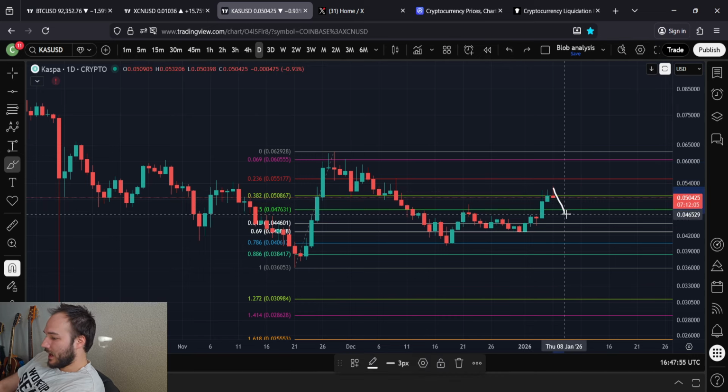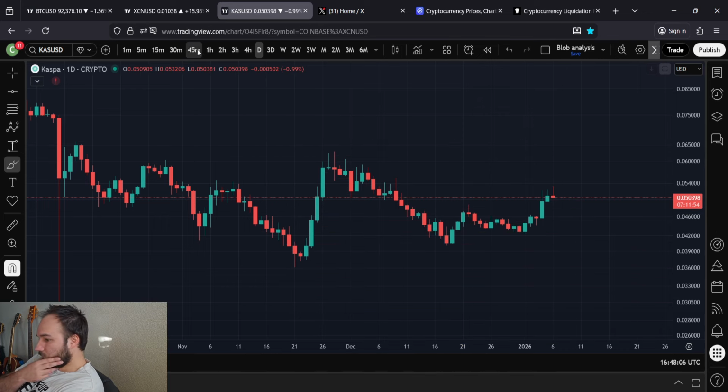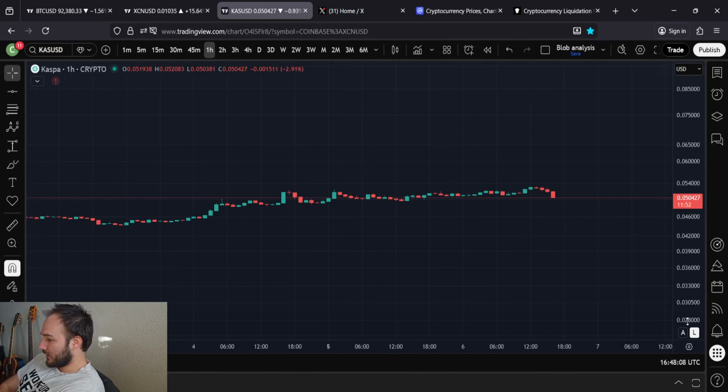Back testing a fib right here, the 0.5 that you found resistance at before, and find support at it, just like you did back here and here, right? That's the expectation. I want to look at the 1 hour time frame and just see if we can validate that real quick. Hold on.